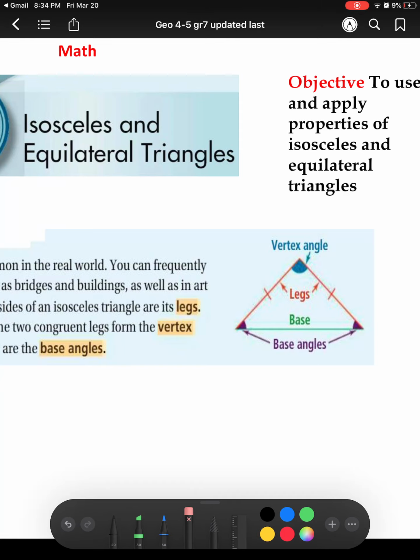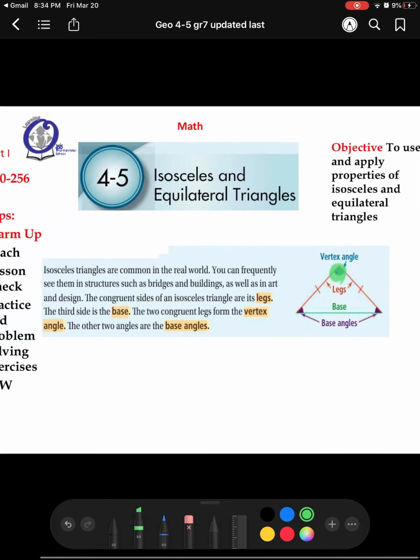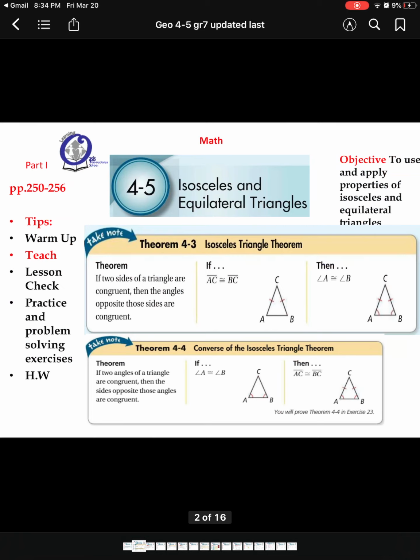So what do I call the third angle, which is here at the top? This one, what do I call it? Vertex angle. So I have 2 legs, which are the congruent sides in the isosceles triangle. The third side is called the base. The 2 angles at the base are called base angles, and the top angle here is called the vertex. Now we'll start our lesson by introducing the first theorem, which is related to the isosceles triangle.